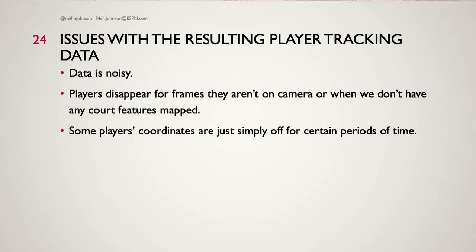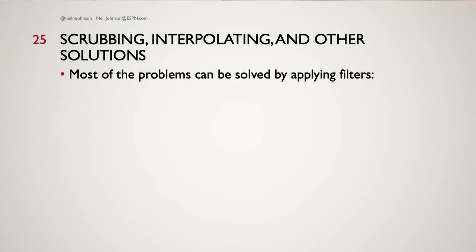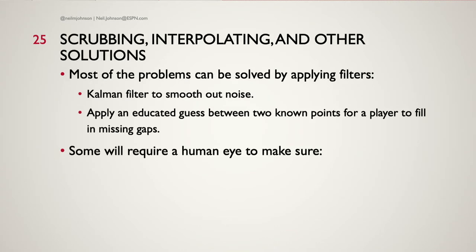So yeah, these are the issues I mentioned. It's just noisy. Coordinates are missing in certain spots, but that's okay. So what we're going to do is scrub things. The first thing we can do is solve all these problems automatically by applying some filters. A Kalman filter is going to smooth out the noise, so when you see a player moving across the court or ice and they're kind of jittering, the Kalman filter will make sure that's smooth.